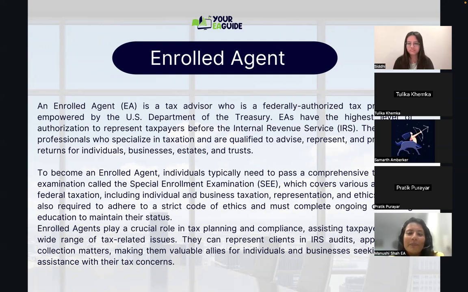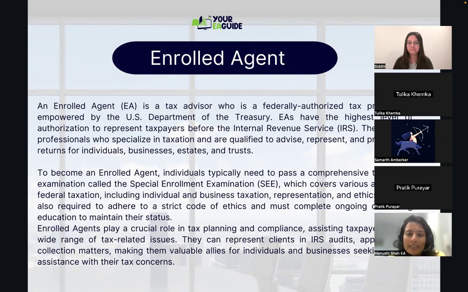Myself, Manushi Shah. So I'm basically an enrolled agent. If I talk about my Indian degree, then I'm Inter CA, and then after having certain years of experience in US taxation and US accounting both, I started pursuing this enrolled agent certification. First of all, enrolled agent is not a degree; it's a certification.